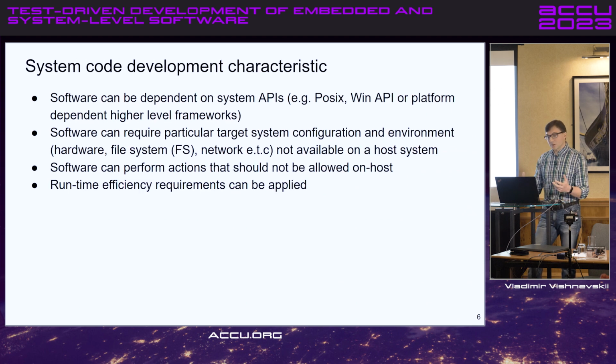quite related to this, though not exactly the same, we also have some types of software that are not necessarily deployed on a different architecture, but also require some specific environment to be executed. For example, we can have software that is located between the operating system and the application, providing a platform to the application. It can be dependent on the system APIs, also requires some specific configuration like networking, and can perform actions that are not supposed to be executed on the host, and where runtime efficiency can also apply. So this is some form of system-level code.